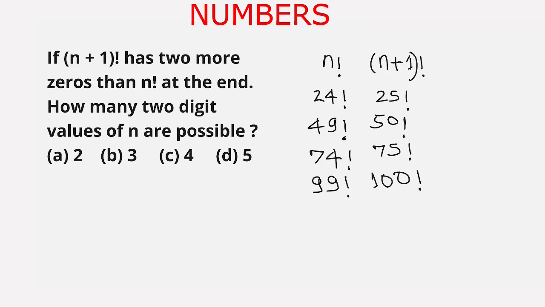If the question had been asked for n plus 1, which are 25, 50 and 75, as 100 is not a 2-digit number, it is a 3-digit number. And from the given options, our answer is option C, 4. I hope you have understood the method of solving such type of questions. We go to the next question.